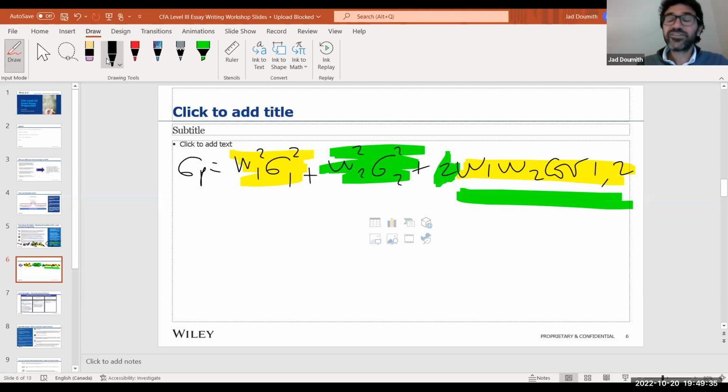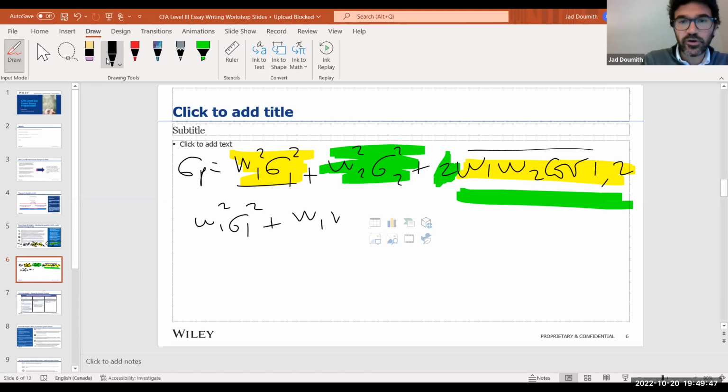So what's the contribution of asset one to the total risk? It's the part highlighted in yellow. So let's rewrite it here. That's the part highlighted in yellow. Great. Now, that's the contribution to variance.